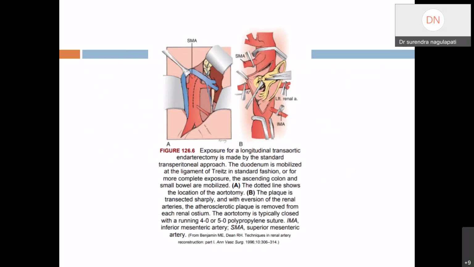The plaque is transected sharply, and with the eversion of the renal arteries, the atherosclerotic plaque is removed from each renal ostium. The arteriotomy is typically closed with 4-0 or 5-0 Prolene material.